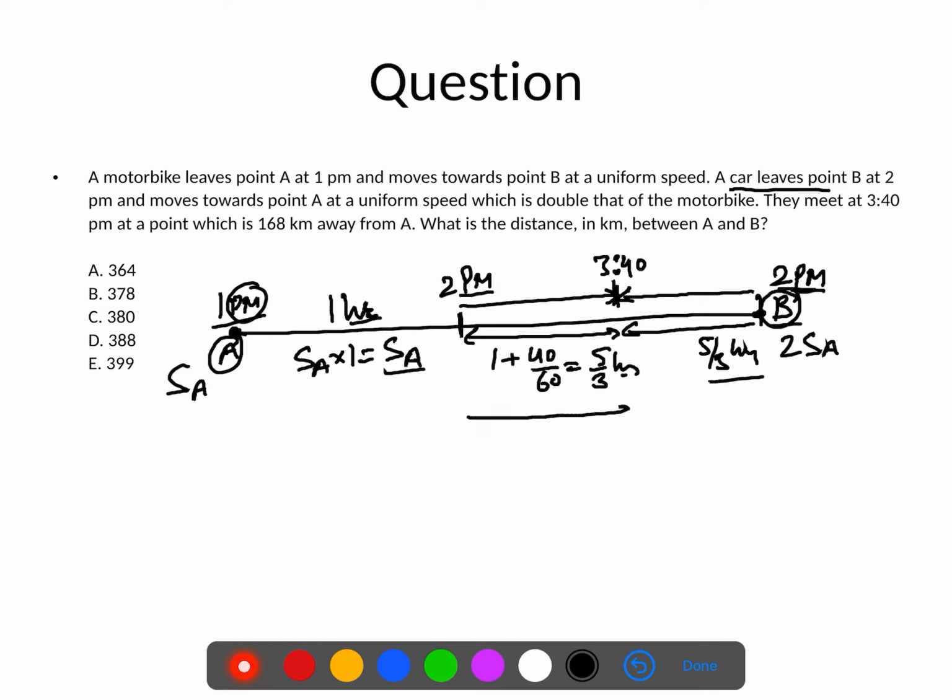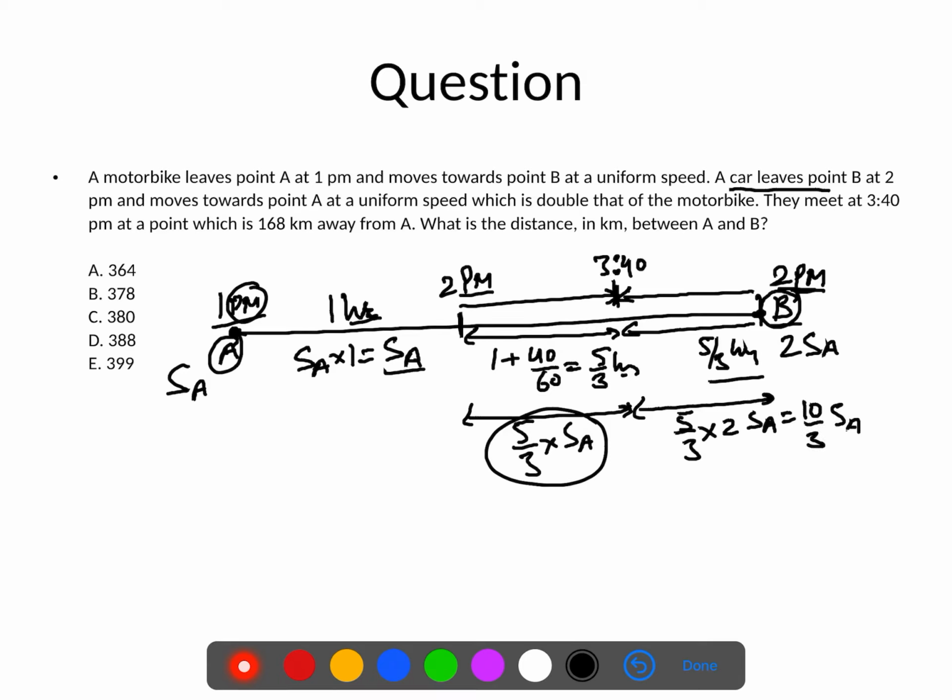So this motorbike would have traveled time into speed this much, and the car would have traveled time into speed. Speed is twice of SA, so 10 by 3 of the speed. That's what the car would travel. Now this point is 168 kilometers from point A.